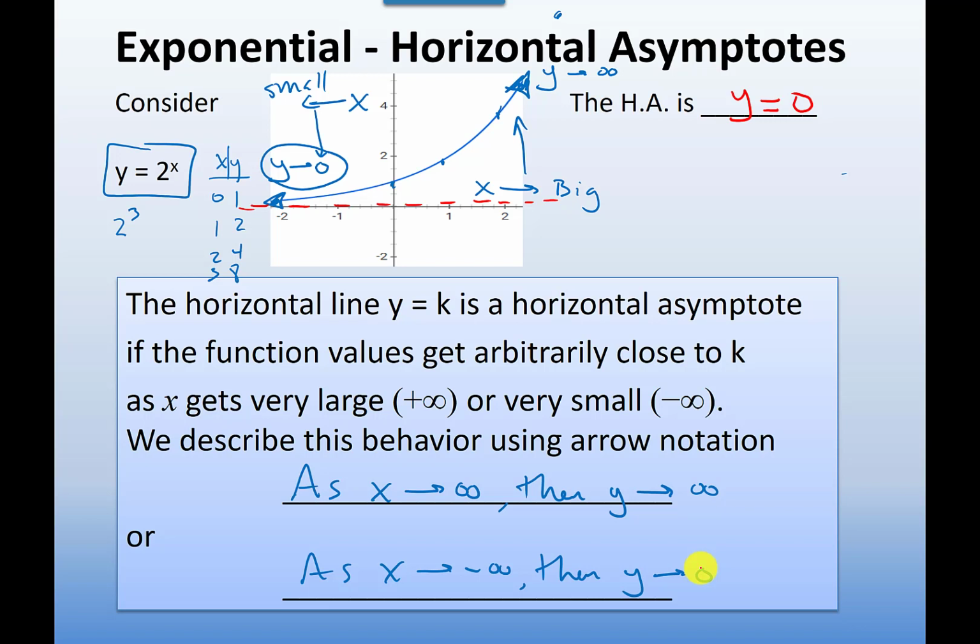And so the asymptote is really effective only on one half of the exponential. Just one of the concepts or situations involving these exponentials that I want you to be familiar with.